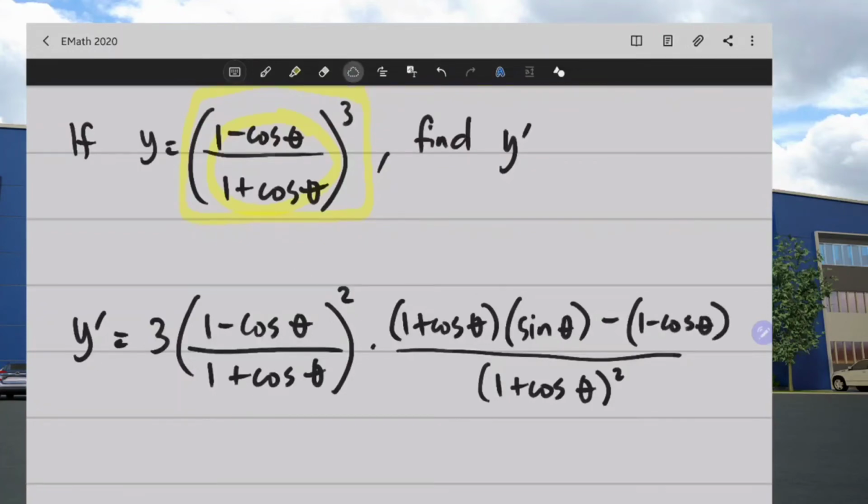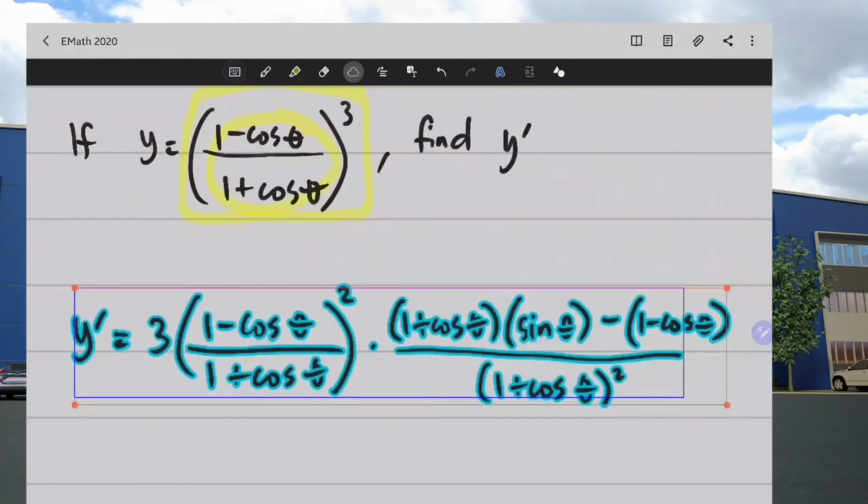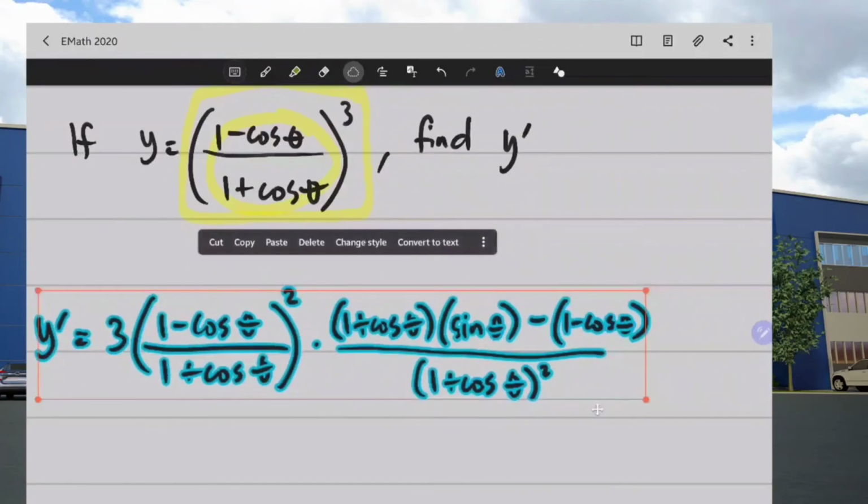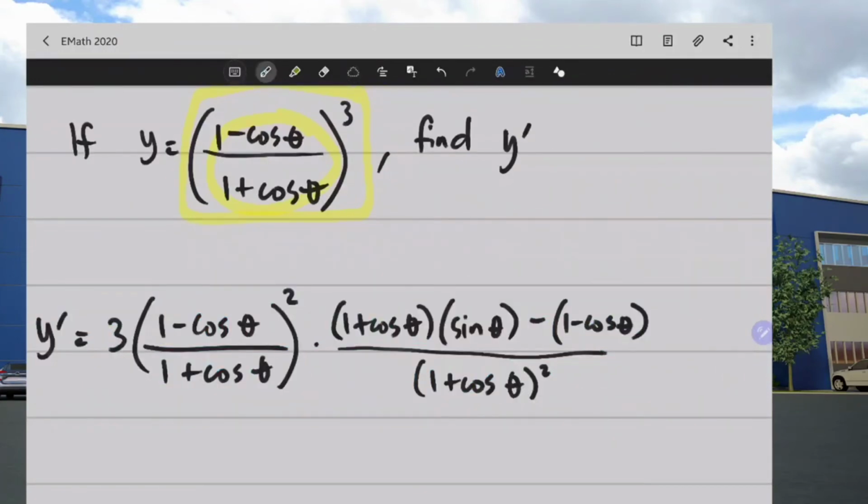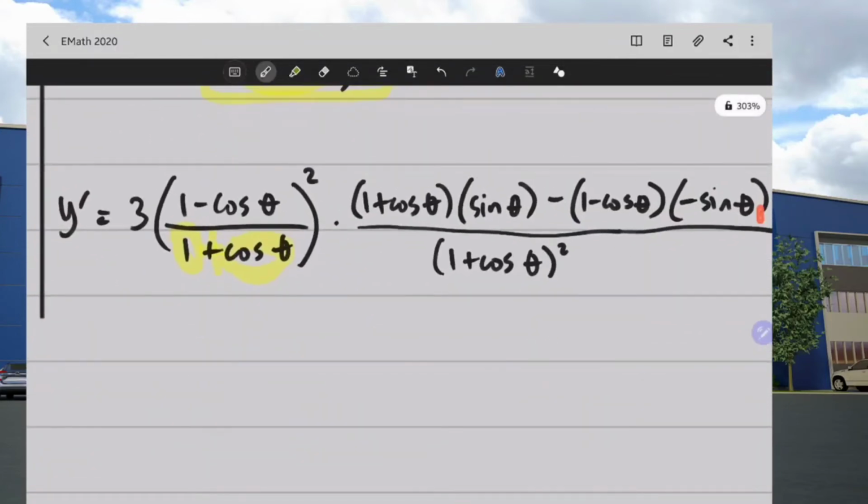So let me move this kasi wala ng space. Or just shrink this a little. Times the derivative of the denominator which is 1 plus the derivative of cosine. Derivative of 1 is 0 plus the derivative of cosine theta which is negative sine theta. Okay, then we'll have to simplify this now.